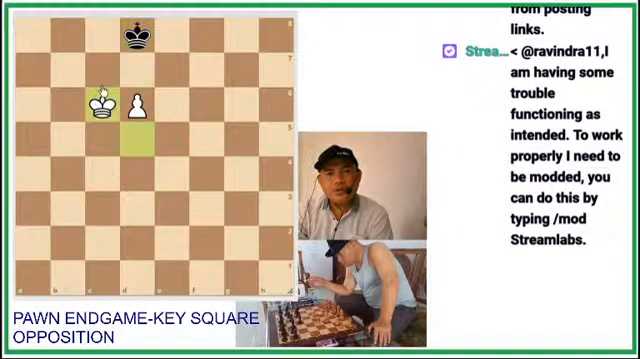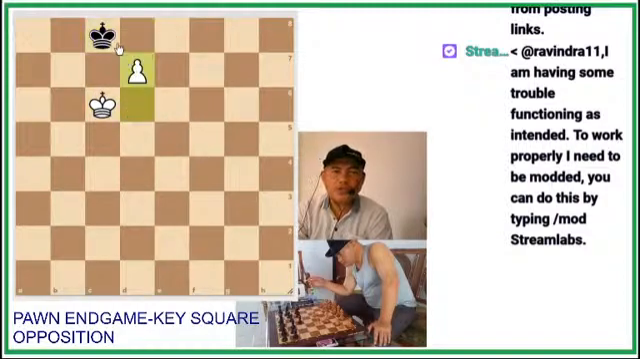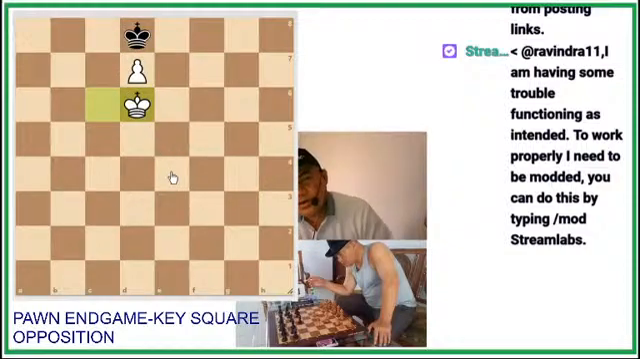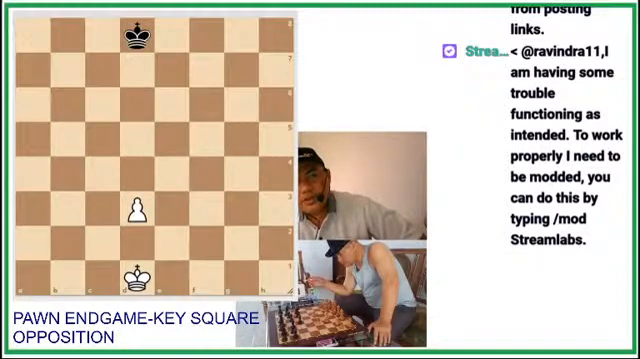If he goes here, black will have the opposition. Then this is a stalemate. So you will learn the difference between this position. This is white is winning because white will have an extra move here.